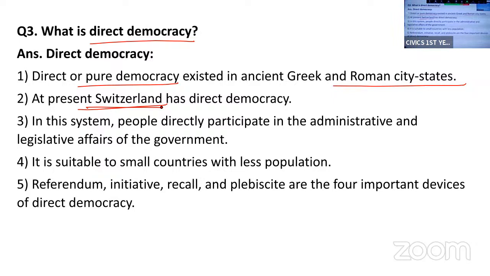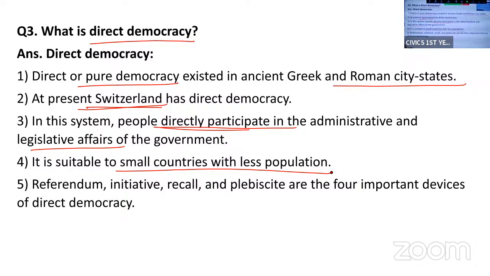Okay. So what happens in direct democracy? In this, people directly participate in the administrative and legislative affairs of the government. So here, people are directly participating in lawmaking. Like in the indirect democracy, people are electing their representatives, and those representatives are making laws on behalf of the people. But here, the people directly participate in the administrative and legislative process. Okay, I told you it is suitable for small countries with less population.